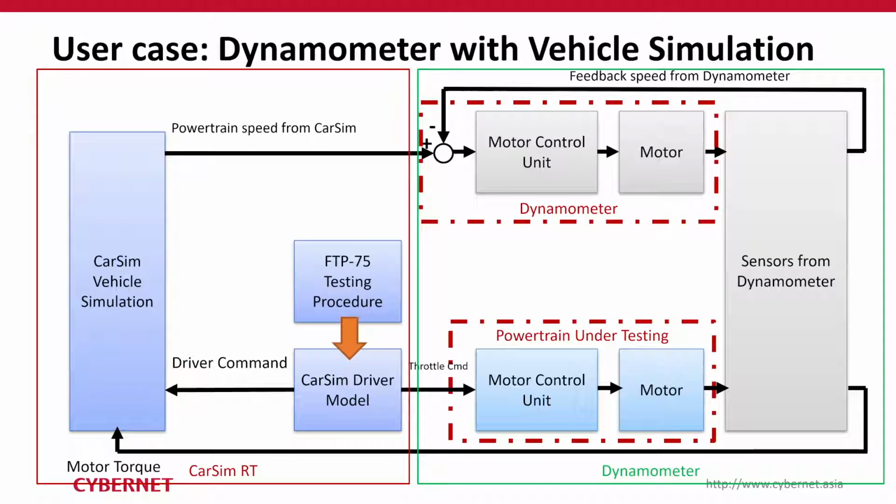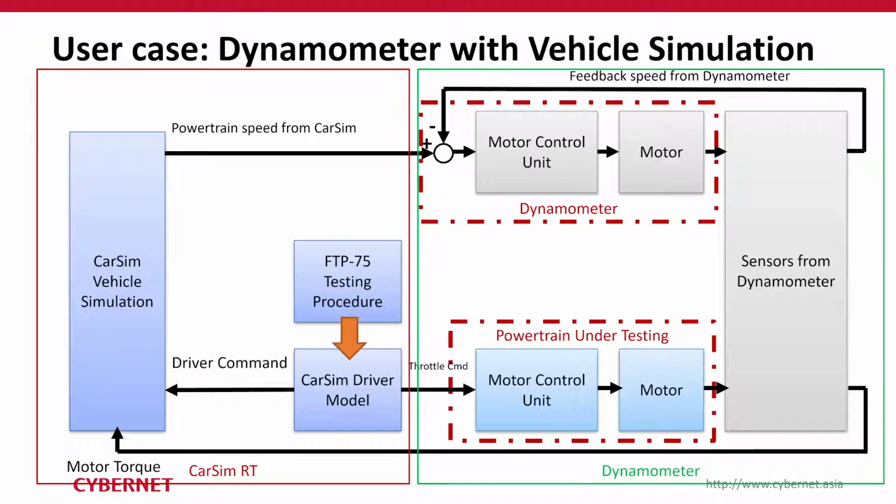In this case, we build up a dynamometer testing environment with CarSim RT. On your left-hand side, CarSim RT is used to generate a testing schedule. We use FTP75 in this case. CarSim's driver model will send the driver command out to the powertrain system under test.